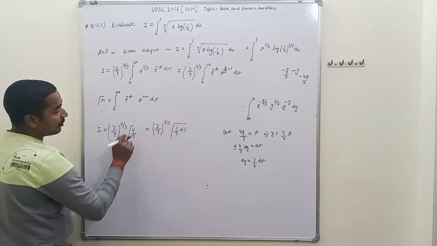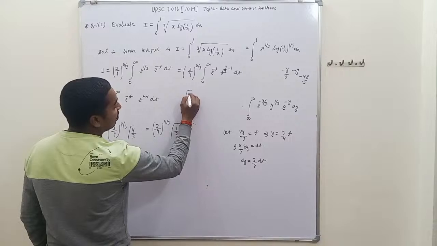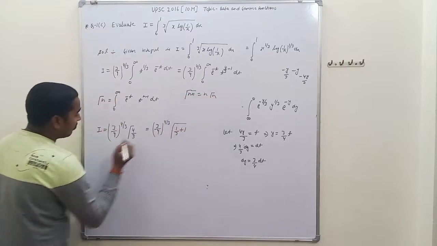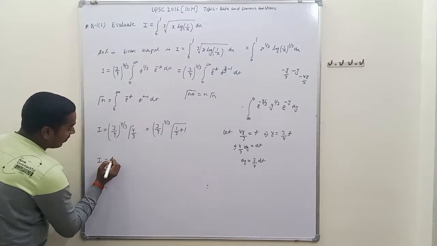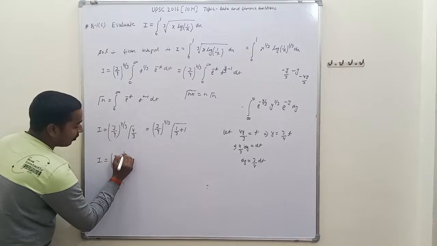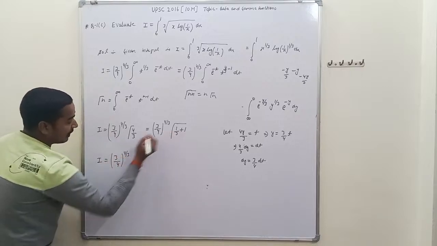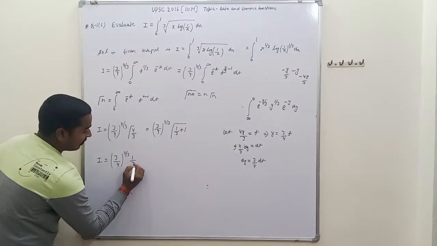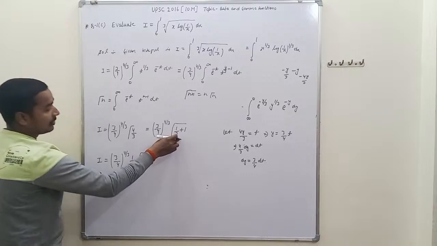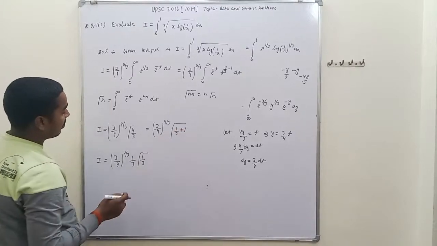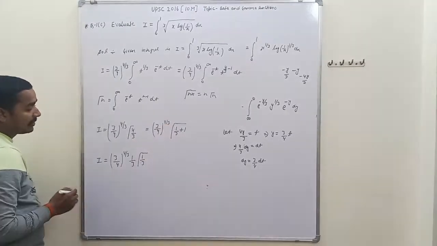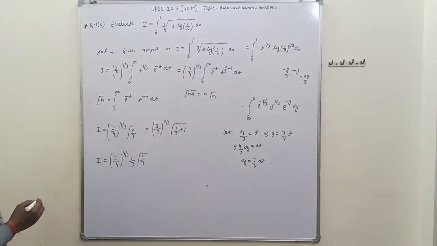and this is 1 plus 3, 4 by 3, and using the formula gamma n plus 1 is equal to n gamma n. So we have to write here integral I is equal to (3/4) to the power 4 by 3, and we have to write here 1 by 3 into gamma 1 by 3. Once again, 1 by 3 plus 1 is 4 by 3, and further this is the required solution.